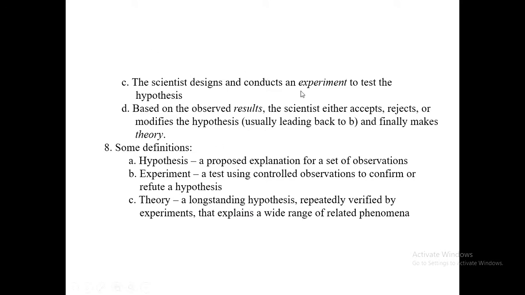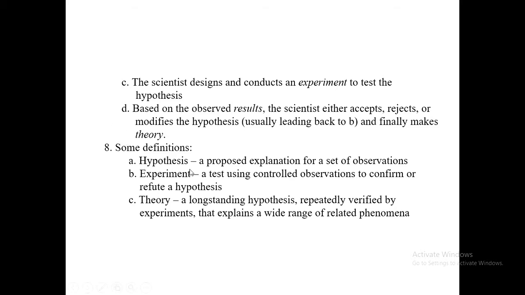The scientist designs and conducts an experiment to test the hypothesis. Based on the observed results, the scientist either accepts, rejects, or modifies the hypothesis. So based on the experimental results, either they can accept that yes, like Pasteur, it is right and it is acceptable in the Royal Society or in a scientific society, or they can reject it, just like the spontaneous generation theory, that there is no base for this theory, so it should be rejected. Or they can modify it, right? They can change their experimental approach or their methods, their sample number, everything they can change or modify in order to support their hypothesis. And finally it makes a theory.